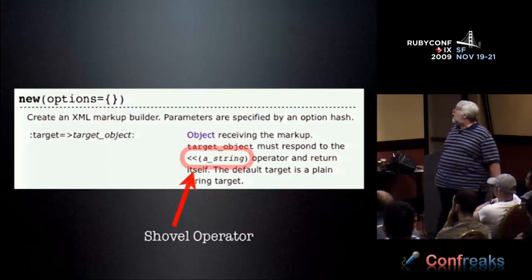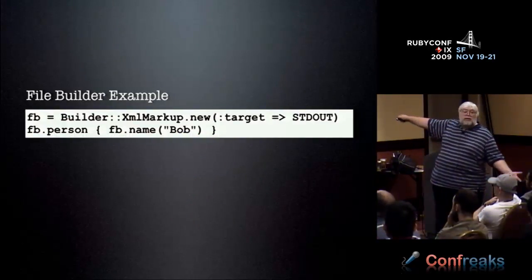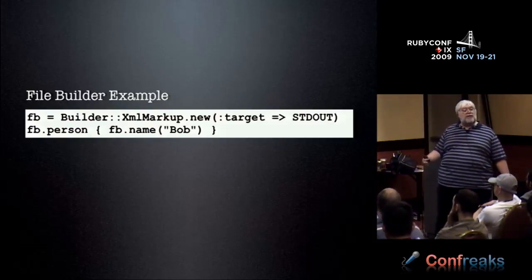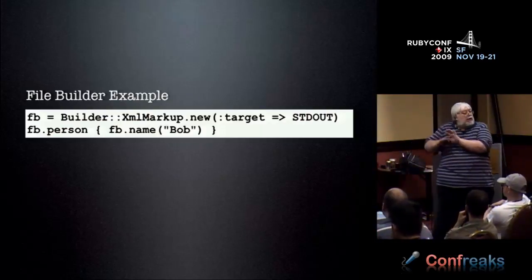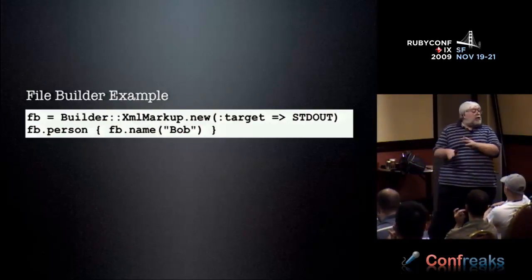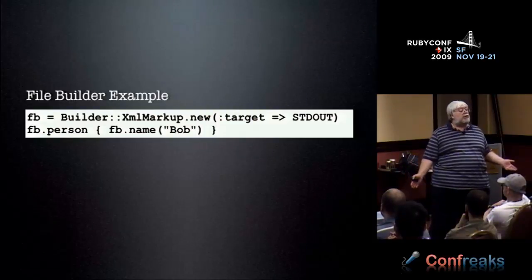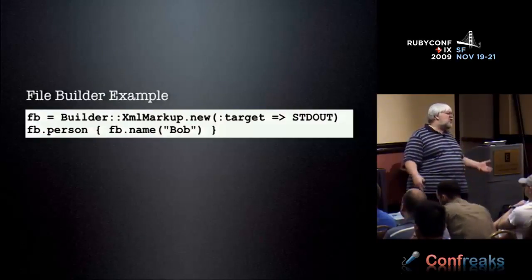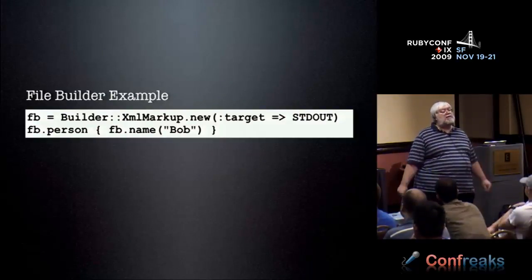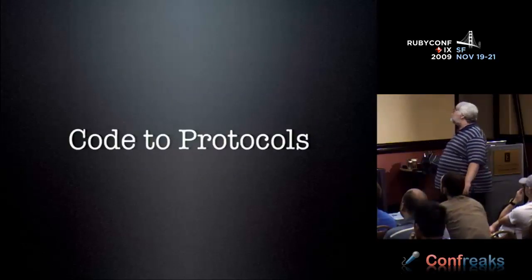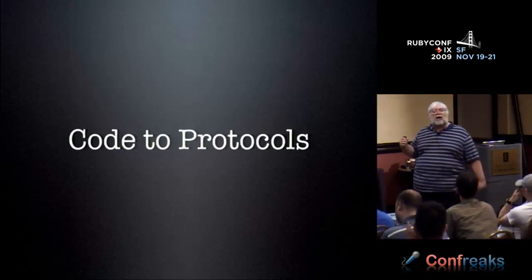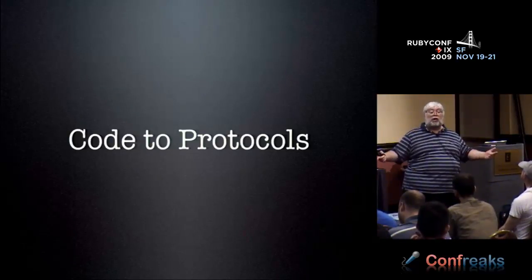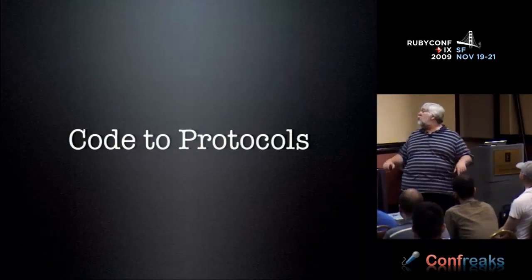That means I can give it, say, a file, because files in Ruby respond to the shovel operator. So XML Builder can write into a string, or it can write into a file, or it can even write into an array, if there's some reason you want to do that, or it can write into any object that supports the shovel protocol, which is kind of a standard protocol in Ruby anyway. So that's easy to define. Okay, so code to protocols. This is our mantra in Ruby. Rather than code to interfaces, code to protocols. And think about protocols when you're designing your system. Protocols are important.